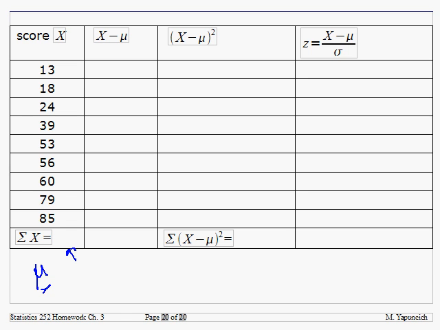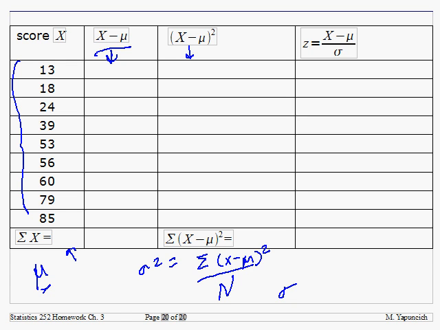Then for each data value, you subtract the mean from it to create this column. You square them, and then you add them up. From that, you can calculate first your sigma squared, which would be the sum of (x minus mu) squared, divided by n, the total number that you have listed over here. Then you take the square root, and that gives you sigma, the standard deviation. To find the z-score, it's this column divided by sigma, and that's listed here.